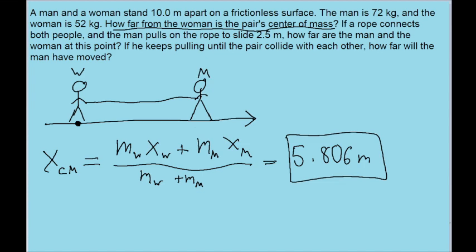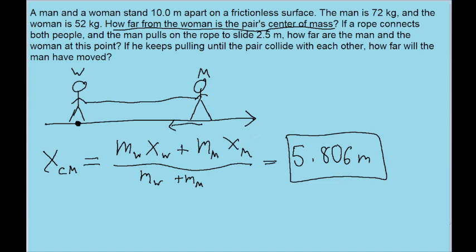Now the next part of the problem asks us to imagine that there is a rope connecting the man and the woman. The man pulls on the rope, which causes him to slide to the left by a distance of 2.5 meters. And we now want to find the distance between the man and the woman in this case. Now the important thing to realize here is that since there are no external forces acting on the man-woman system, the center of mass should not change locations. So if the man is moving to the left, then the woman must be moving to the right as well. So you can't simply take 10 meters and subtract 2.5.